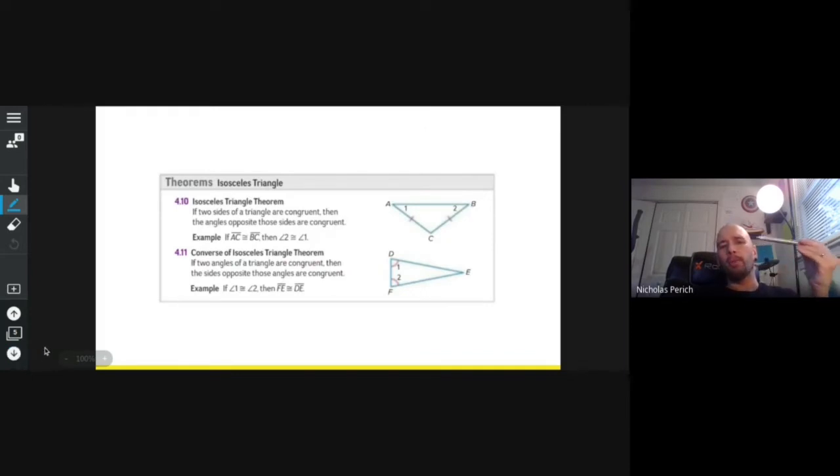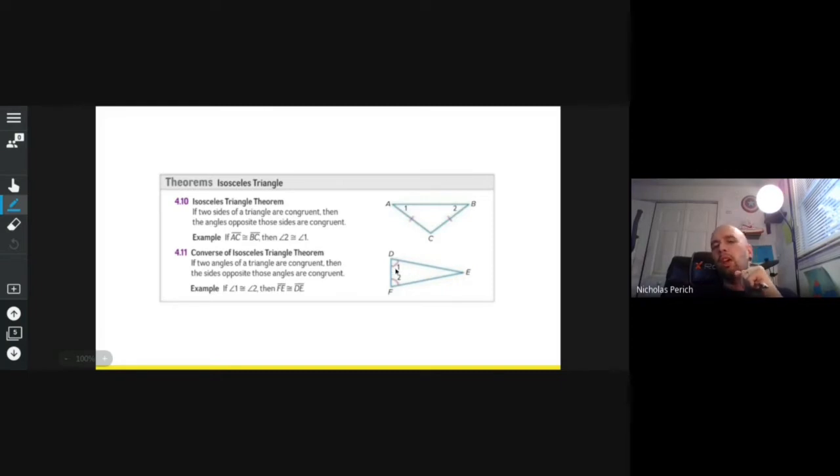Couple theorems, couple fun facts. The isosceles triangle theorem says that if these two sides are the same, then these two angles are the same. The converse of the isosceles triangle theorem says that if those two angles are the same, then these two sides are the same.